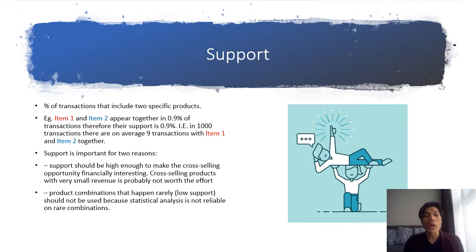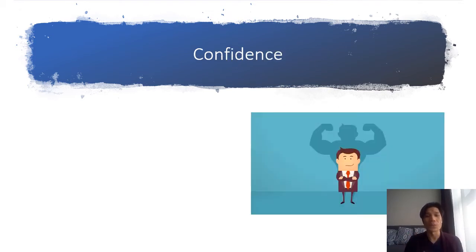Okay. Product combinations that happen rarely, like low support, should not be used because statistically it's not reliable on rare combinations, because these are just very rare combinations that one or two people will buy. But you want to try to cross-sell things that a lot of people actually buy together. And that's where you use support.